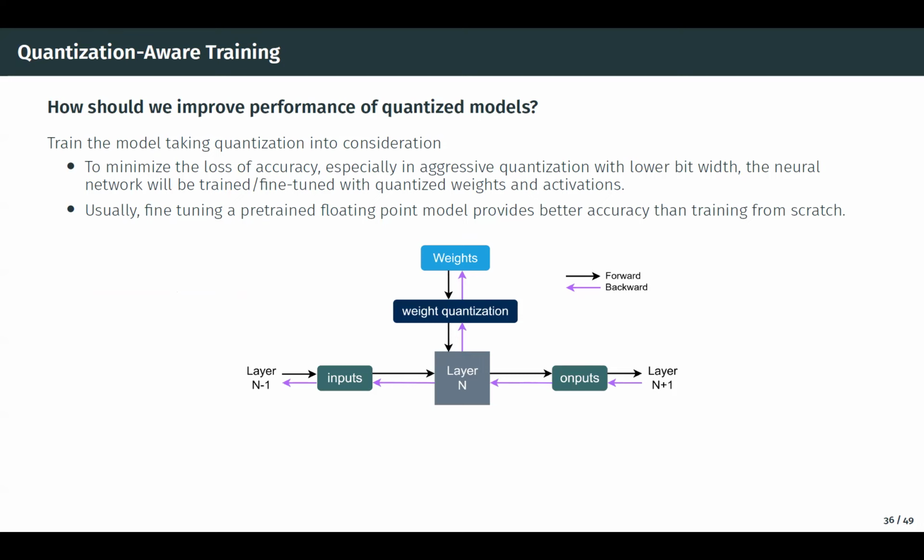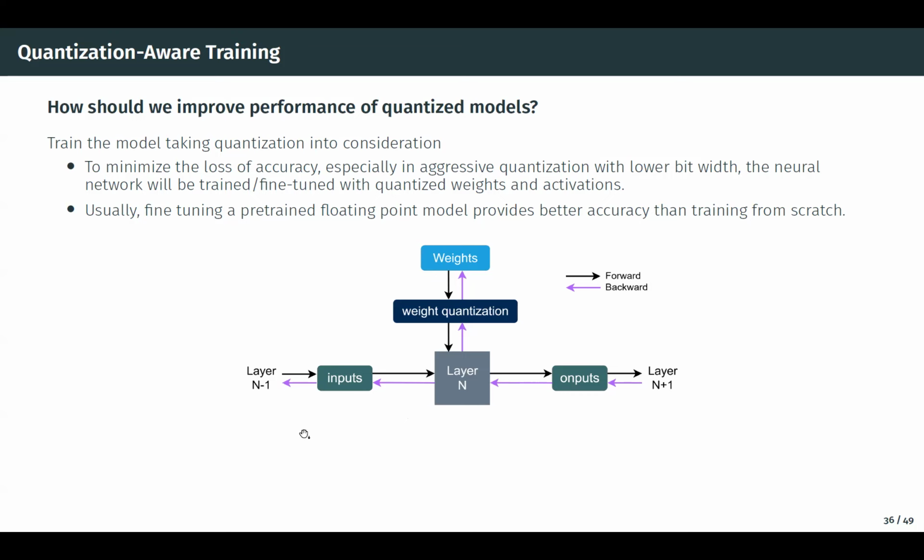In this case, we are trying to improve the performance of the quantized model because quantization introduces losses. So what we do is train the model while taking the quantization into consideration. This will minimize the loss of accuracy and sometimes can even improve the performance of the quantized model.